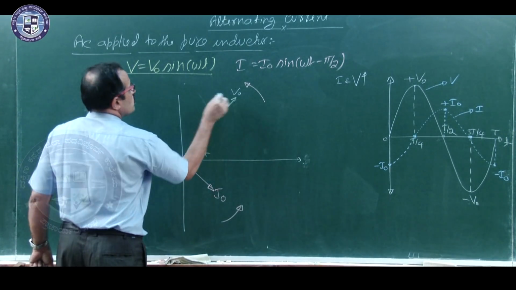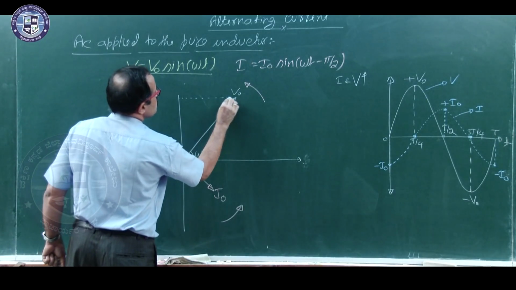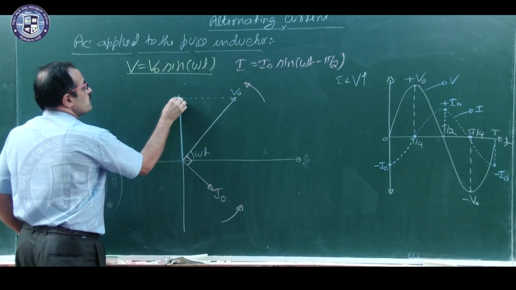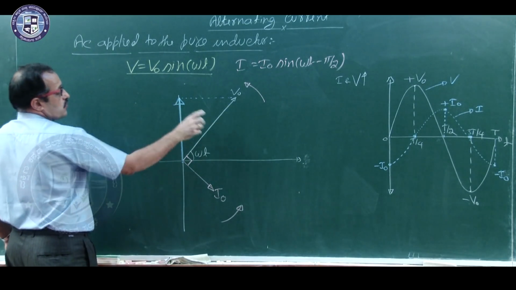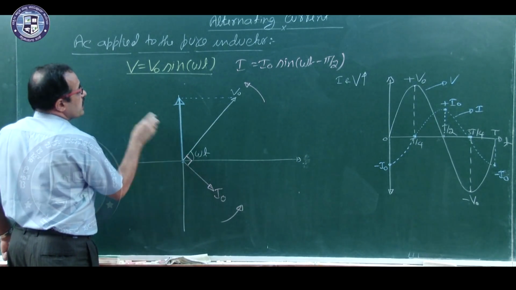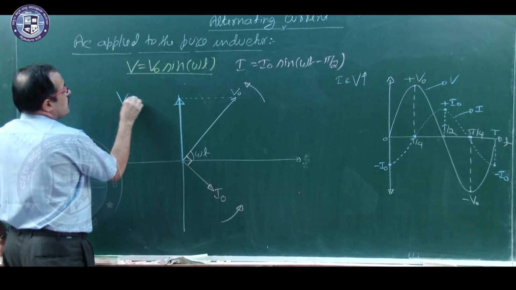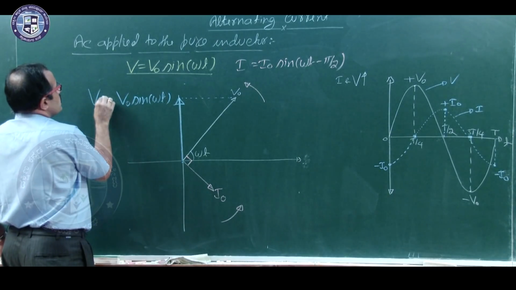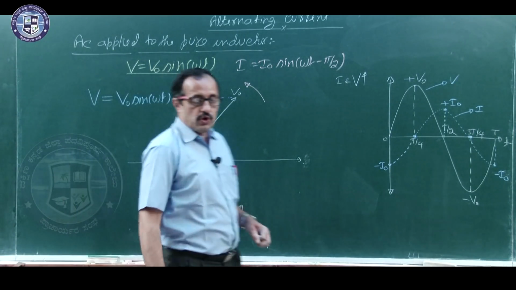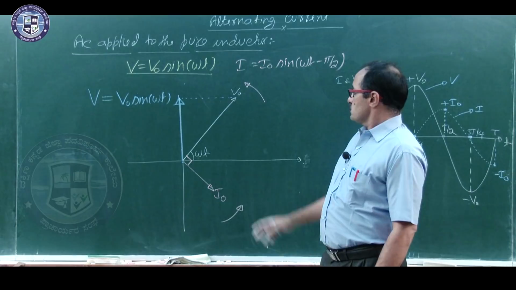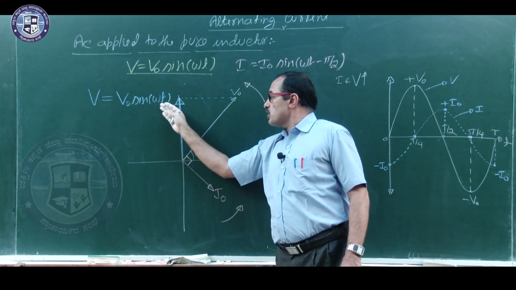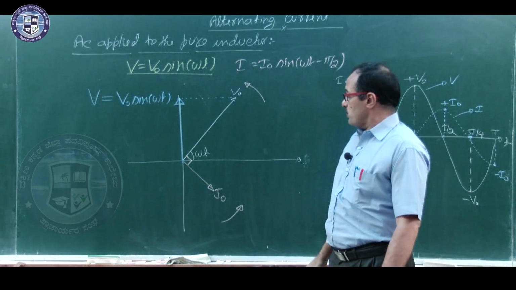Now, if you take V naught, we find out its y component. That is, what is the phase angle for voltage? Omega t. Therefore, it is V naught sin omega t. It is nothing but instantaneous voltage. Look here, V naught, its y component is V naught sin omega t, that is instantaneous voltage.